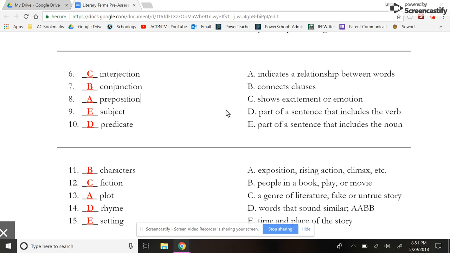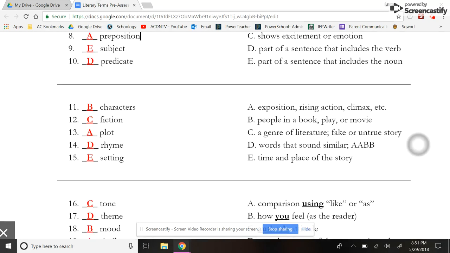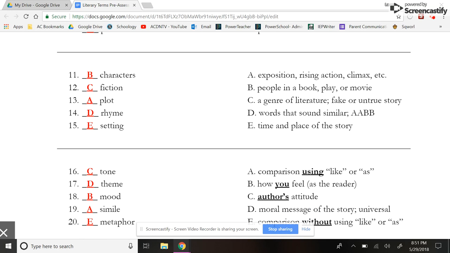A subject is the part of the sentence that includes the noun, and the predicate includes the verb. The easiest way to remember this is listening to the song Mr. Morton once again, with Mr. Morton was the subject of the sentence and what the predicate says he does. If you're having a hard time remembering that, my suggestion is to definitely check out that song again because it will help you to remember.